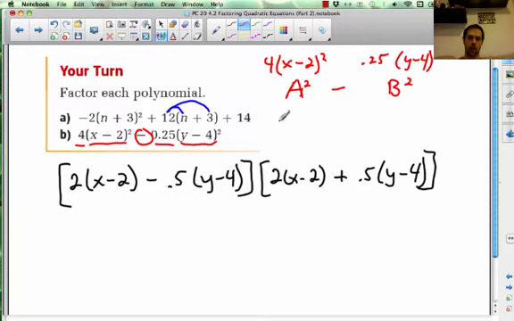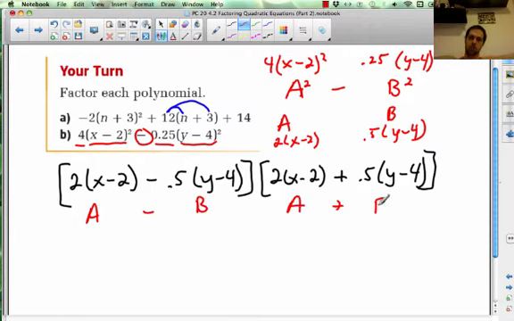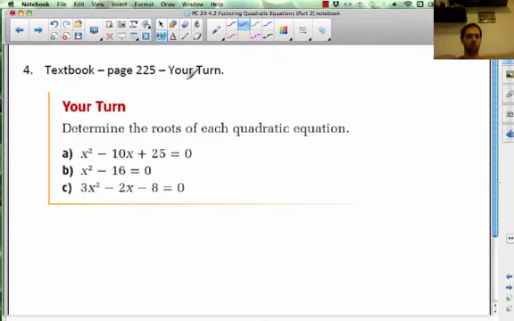Therefore, a is 2 times x minus 2, and b is 0.5 times y minus 4. And then we go a minus b times a plus b, and that's how we factor our difference of squares. There you go. So here are a couple more your turns. We're going to do A together, then I'll get you to do B and C on your own, and I'll display the answers for you.